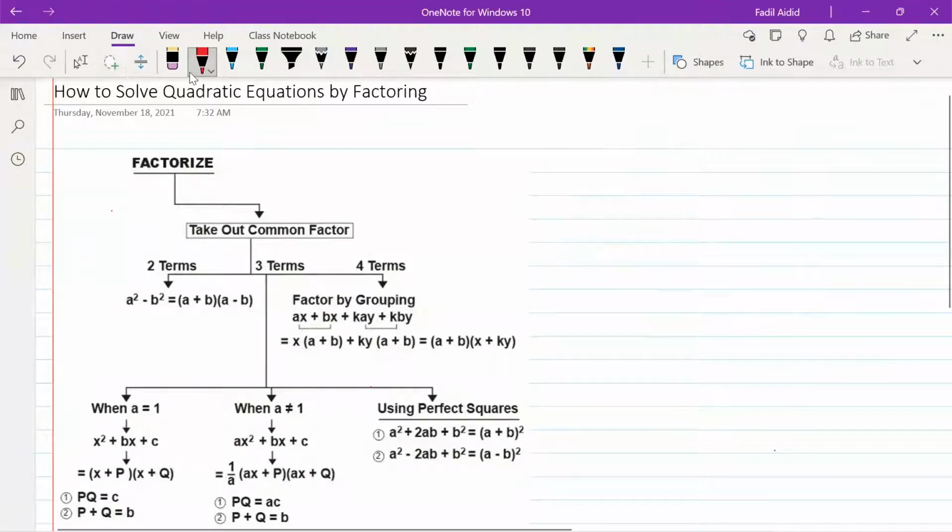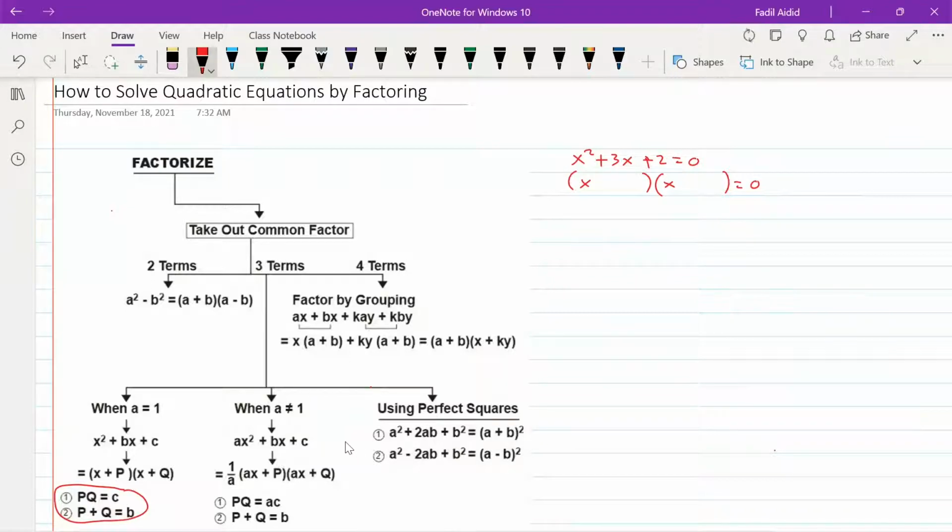For example, if you have x squared plus 3x plus 2 equals 0. So what you need to do is you make the 2 brackets like this, equals 0. You put x here in each bracket. And then you need to find numbers here. I write p and q. So this is the requirement.